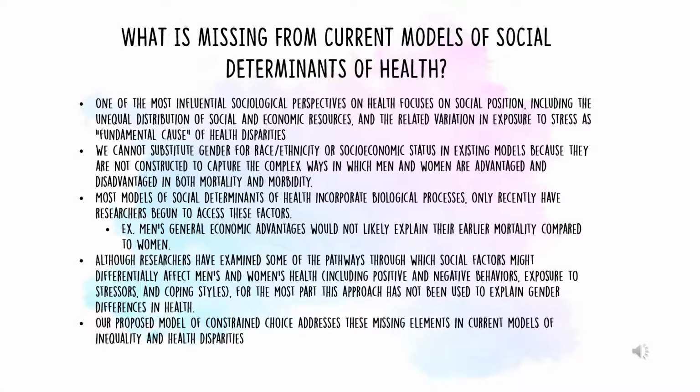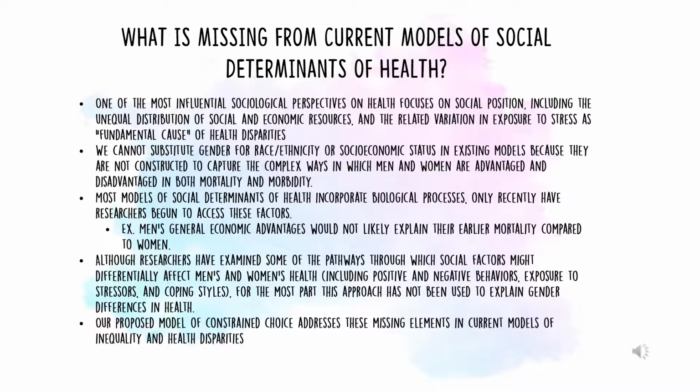What is missing from current models of social determinants of health? One of the most influential sociological perspectives on health focuses on social position, including the unequal distribution of social and economic resources and the related variation in exposure to stress as a fundamental cause of health disparities. We cannot substitute gender for race, ethnicity, or socioeconomic status in the existing models because they are not constructed to capture the complex ways in which men and women are advantaged and disadvantaged in both mortality and morbidity.